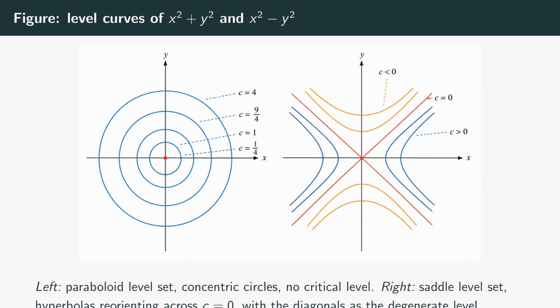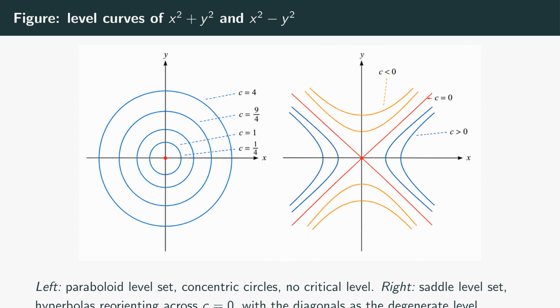Two level curve plots side by side. On the left, x squared plus y squared equals c for 4 positive values: concentric circles around the origin. The bigger c gets, the larger the radius. Simple, symmetric, rotationally invariant. On the right, x squared minus y squared equals c across positive, negative, and 0 levels.